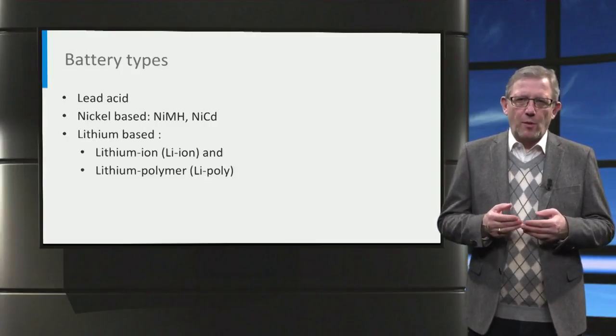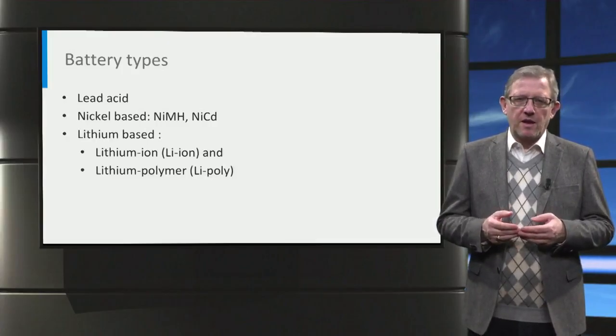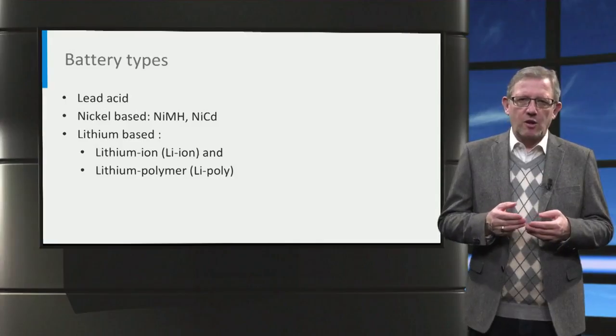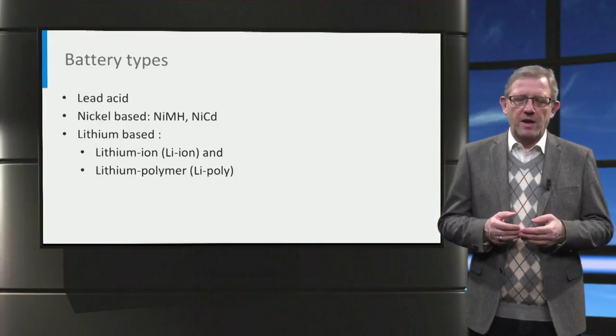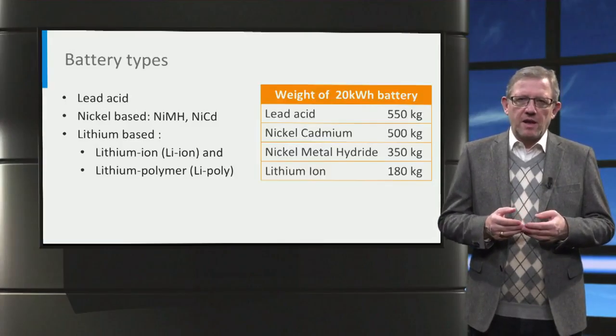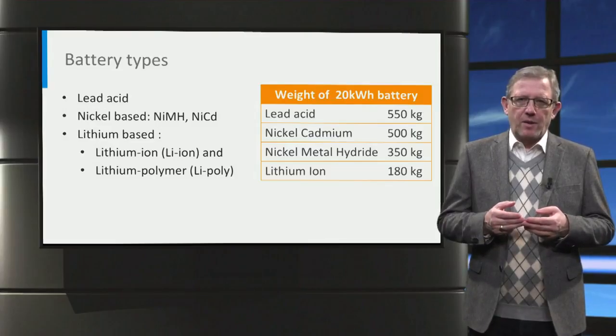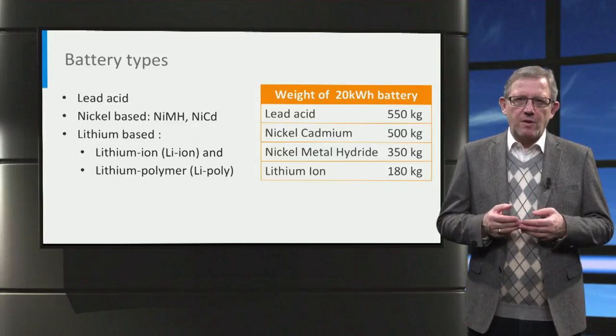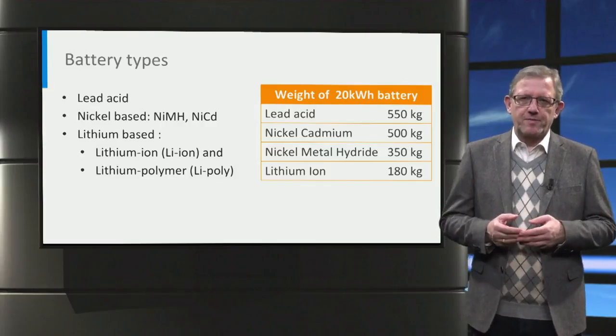Finally, and the most popular, are lithium-based batteries. Lithium batteries are classified by the type of active material into lithium-ion liquid electrolyte and lithium-ion polymer electrolyte batteries. The lithium-ion battery is generally preferred for electric vehicle applications, mainly driven by its high energy density. The table shows how a 20 kWh lithium-ion battery has a much lower weight than its competitors.